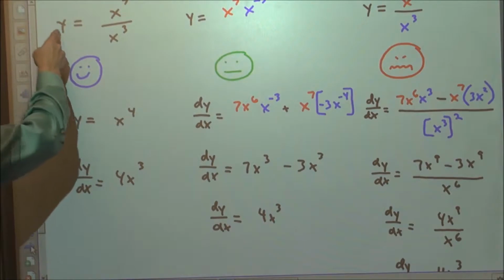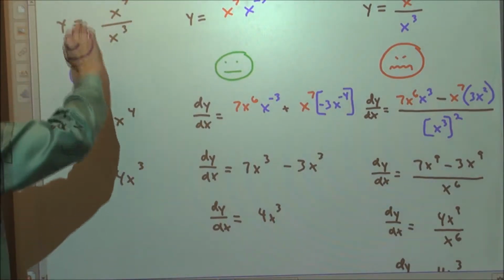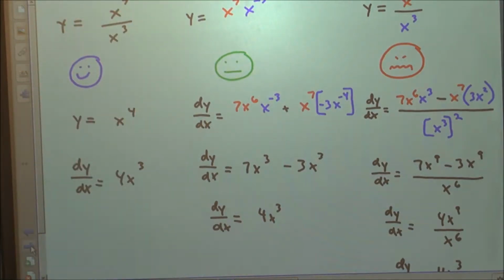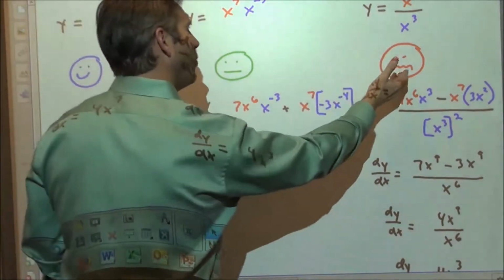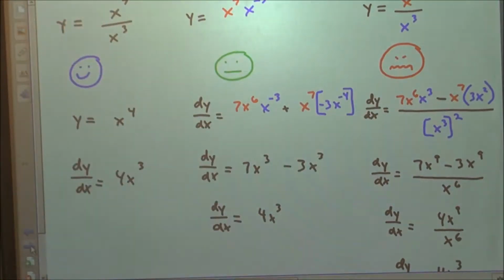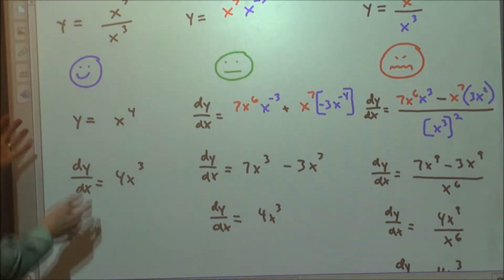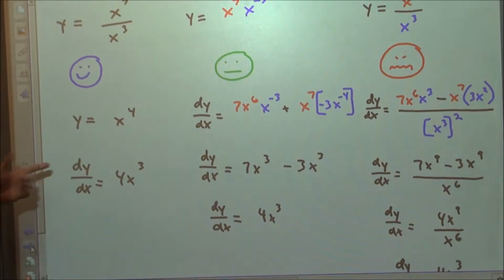Well, so let's think of this. What if we have this function, y equals x to the 7th divided by x to the 3rd? We could do this a happy way, a bummer of a way, and a horrible way. So let's explore. Look at here. We could say, you know what, that's just x to the 4th. Woohoo! If y is x to the 4th, I take the derivative, I'm done.